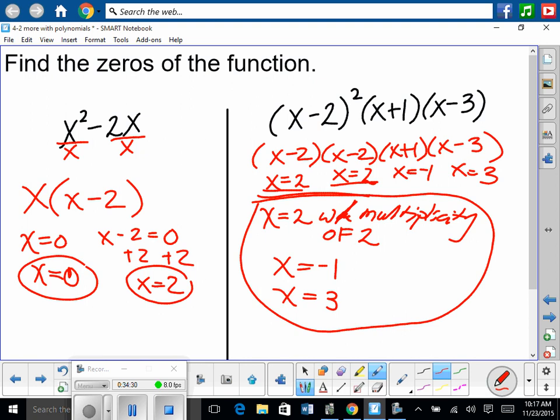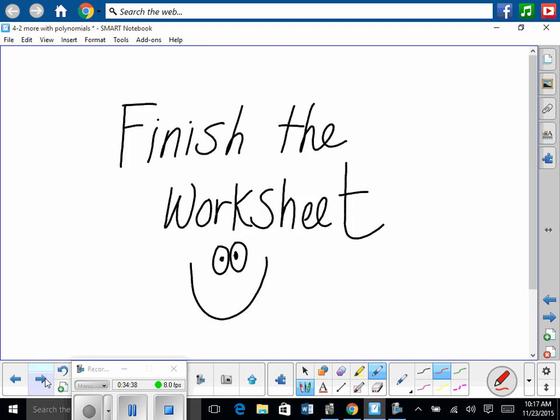So guys, these are really quite easy. Are you able to finish problems 29 through 32 now? You should be able to. And you should be able to finish them before the end of the hour. Finish the worksheet. Ready, set, go.